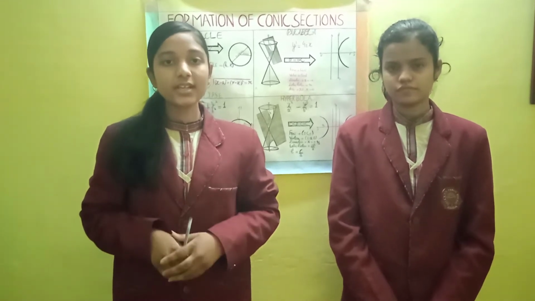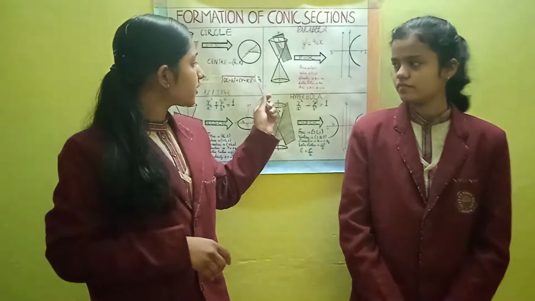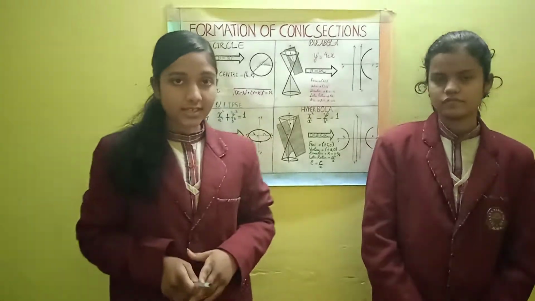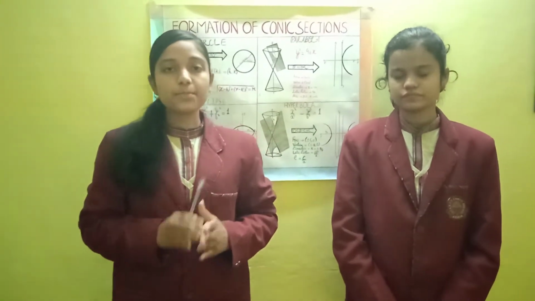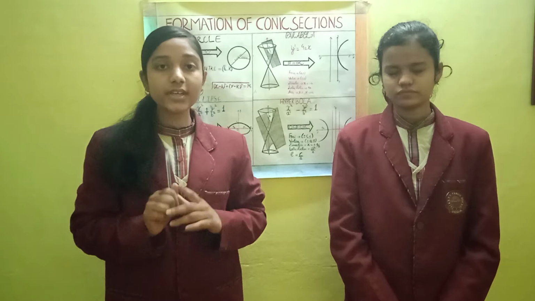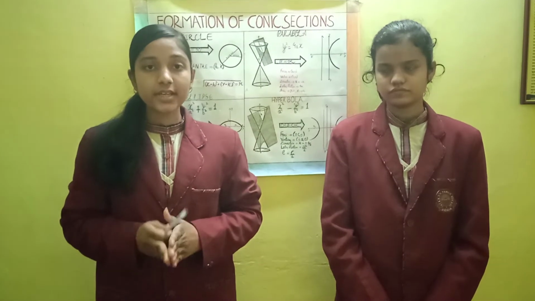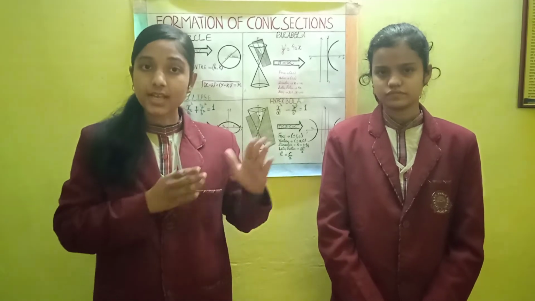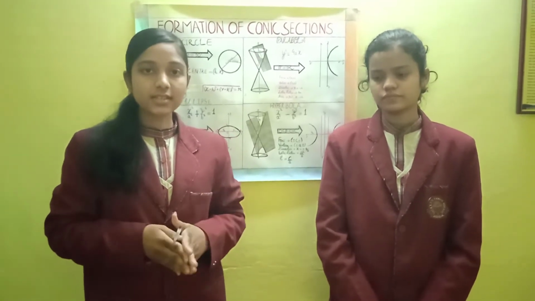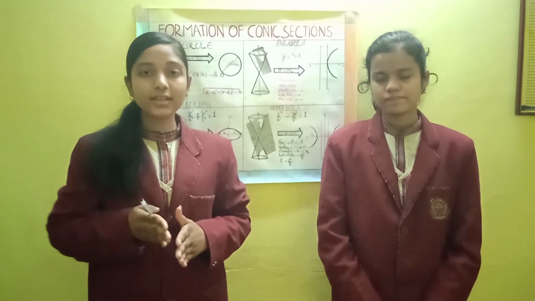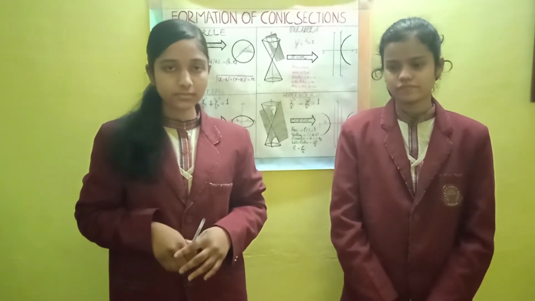Now, let me tell you one thing: in the first three cases, that is circle, parabola and ellipse, the plane intersects the cone at only the first nappe. But in the case of the hyperbola, the plane intersects both the nappes, that is the upper nappe and also the lower nappe. This is because in the last case, the plane stands parallel to the axis of the cone.